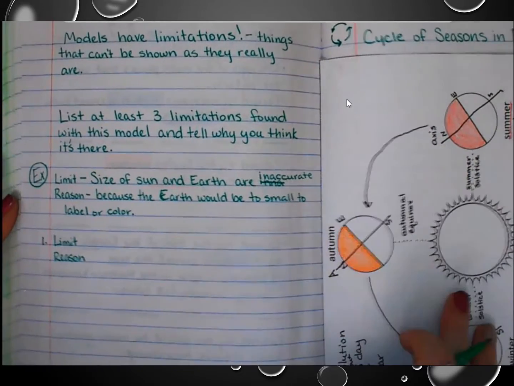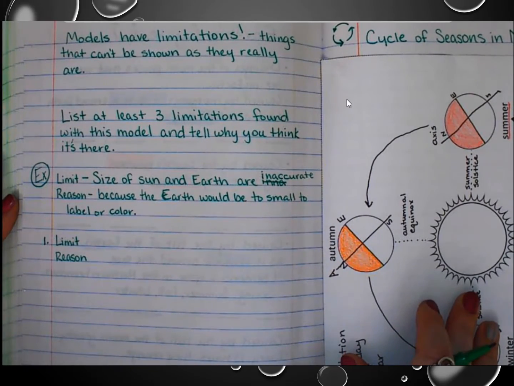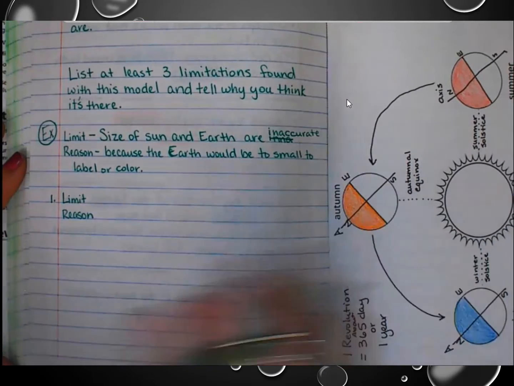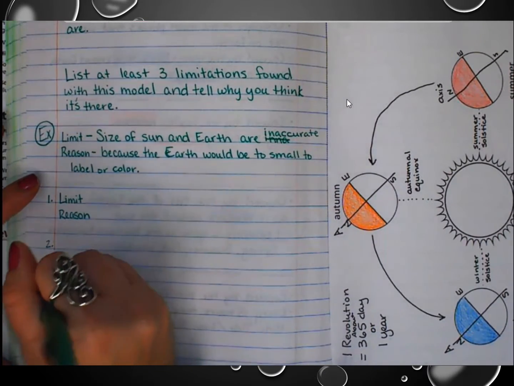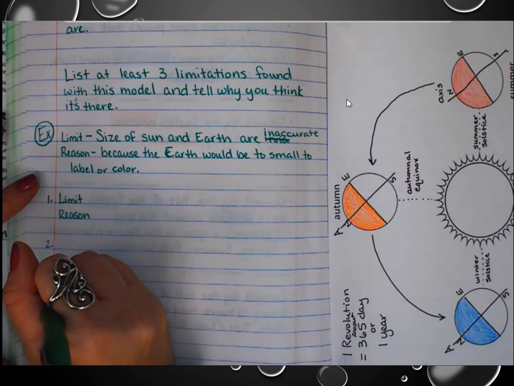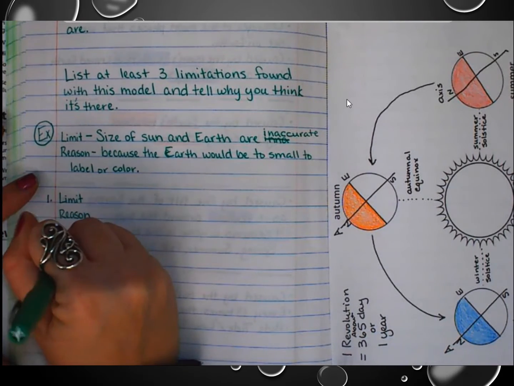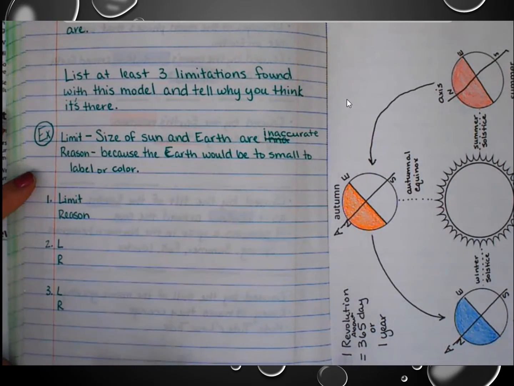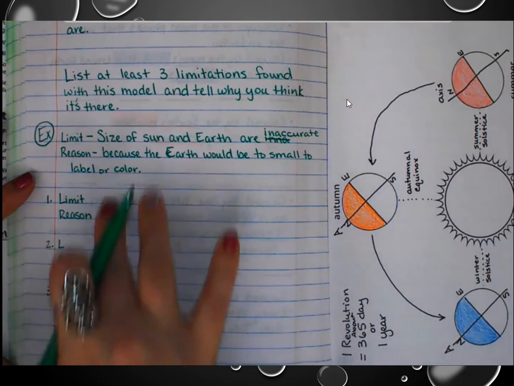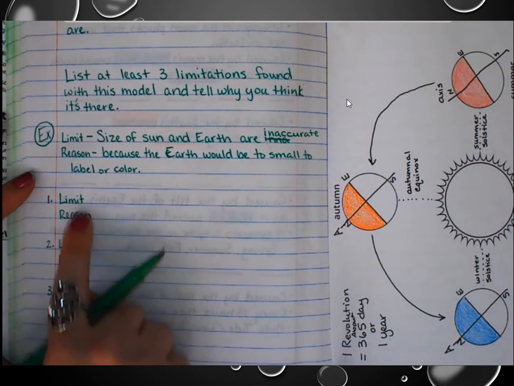For this, you can talk about the paper diagram model that we drew, or you can talk about the online model. Or if you want to talk about another model that you've used before for the solar system, that's fine too. Just be sure I know what you're talking about. So you need to say with this model, with the online model, with the paper model. Okay? And be sure you tell me which one's the limit and which one's the reason.